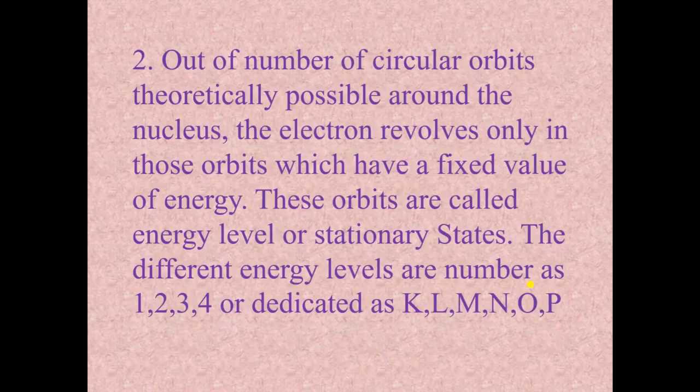Now out of these number of circular orbits, only those orbits are possible whose energy is fixed. So the energy of each orbit is fixed, and these orbits are also known as energy levels or stationary states. Now remember, here stationary states does not mean that electrons are stationary. Stationary means that the energy of each orbit is fixed, and energy levels can be numbered as 1, 2, 3, 4, and they can be denoted as K, L, M, N, O, P, and so on.